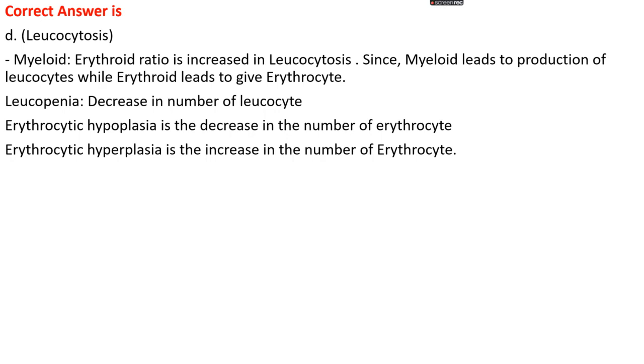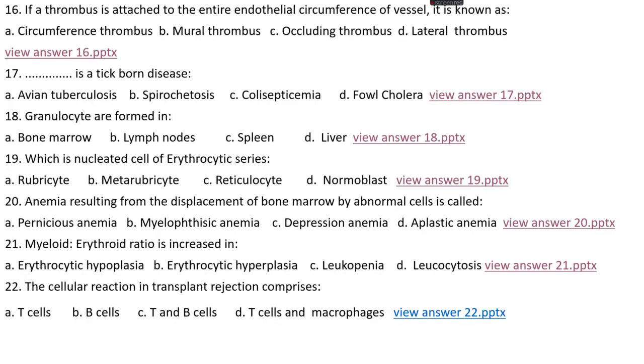The myeloid to erythroid ratio is increased in leukocytosis, since myeloid cells give rise to leukocytes, while erythroid cells lead to production of erythrocytes. Leukopenia is a condition with a decrease in the number of leukocytes, while leukocytosis is an increase in the number of leukocytes. Erythrocytic hypoplasia is a decrease in the number of erythrocytes, while erythrocytic hyperplasia is an increase in the number of erythrocytes.